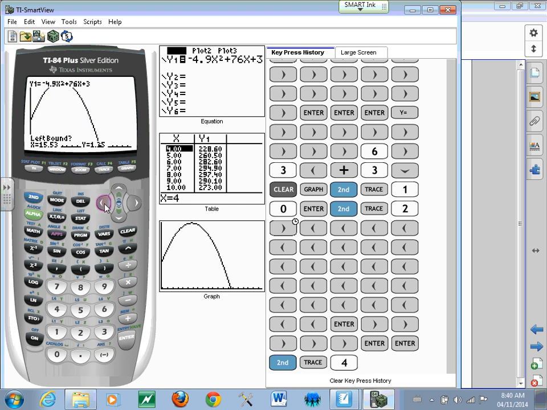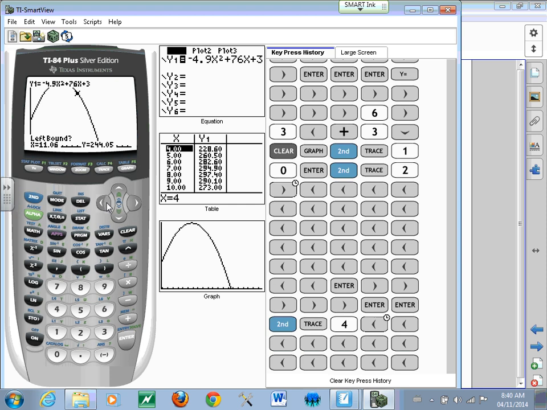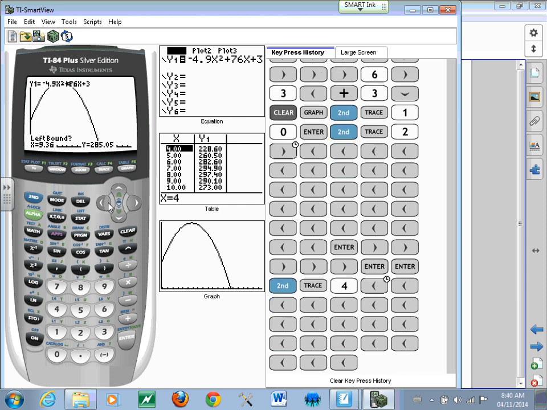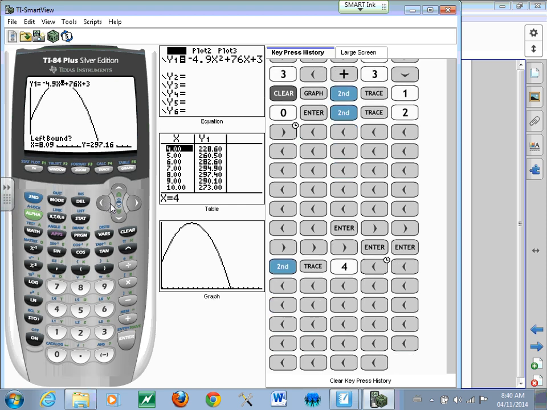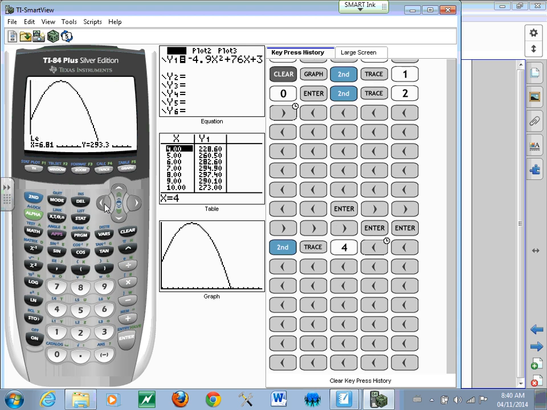Again, we've got to get to the left side of the vertex. Please don't. See if my graphing calculator will not jam on me this time. I think we're going to be okay if I just tap it gently here.